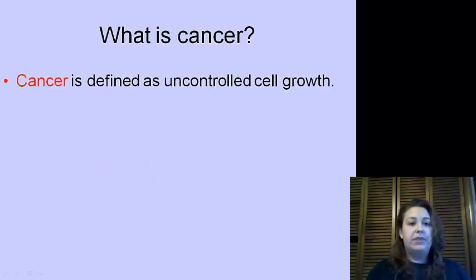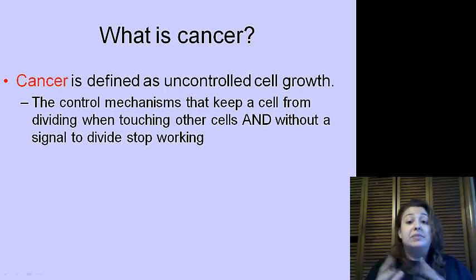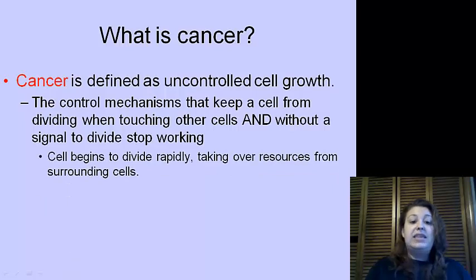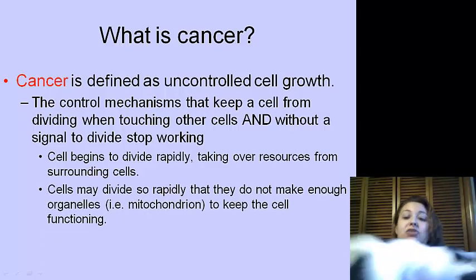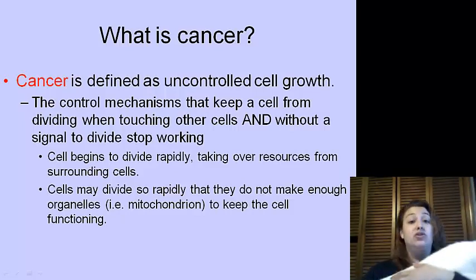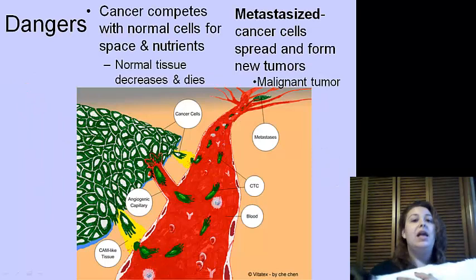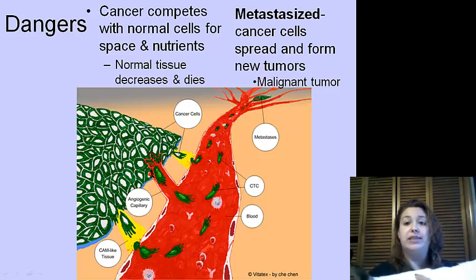So what is cancer? It is defined as uncontrolled cell growth. The control mechanisms that keep the cell from dividing when touching another cell and when dividing without a signal have stopped working. They begin to divide rapidly, taking over resources of the surrounding cells. Cells may divide rapidly and do not have enough organelles or mitochondria to keep functioning correctly. They compete with other normal cells for space and nutrients. And the normal cells, unfortunately, most of the time die or decrease.